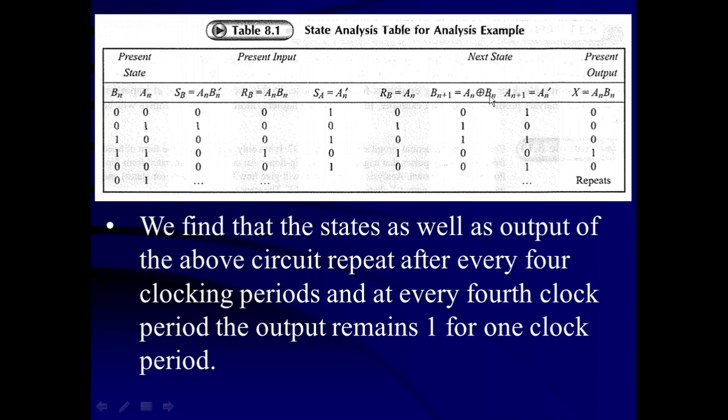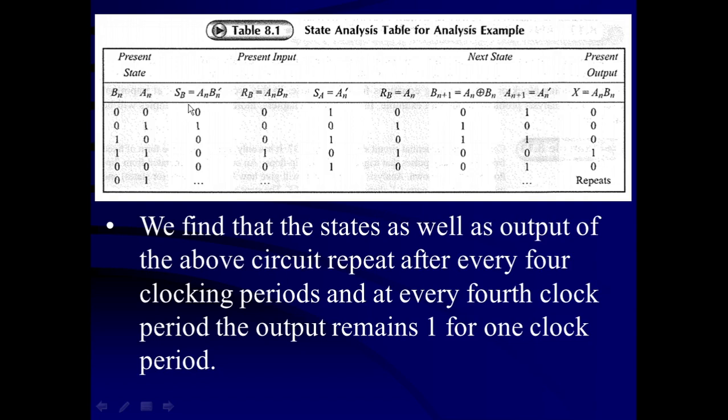Now the next state output. For the flip-flop B, the next state output is going to be Bn plus 1 after one clock pulse has occurred. And that is given by the equation, the direct sum of An and Bn, that means the exclusive OR gate of An direct sum Bn.